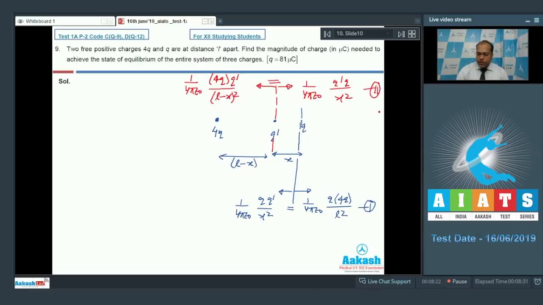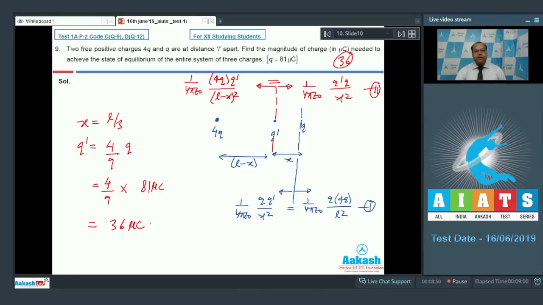On solving equation 1 and 2, we will get the value of x equal to L by 3 and the value of q dash equal to 4 by 9 of q. If I substitute the value of q, that is 81 microcoulomb, the value of q dash comes out to be 36 microcoulomb. So the correct answer for question number 9 is 36.